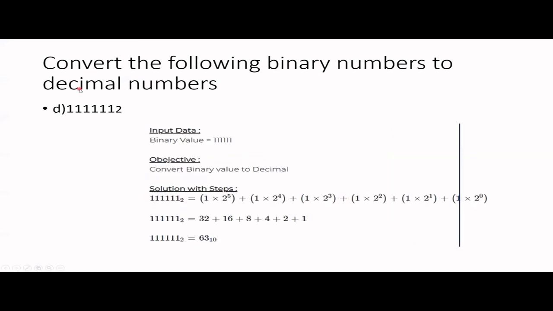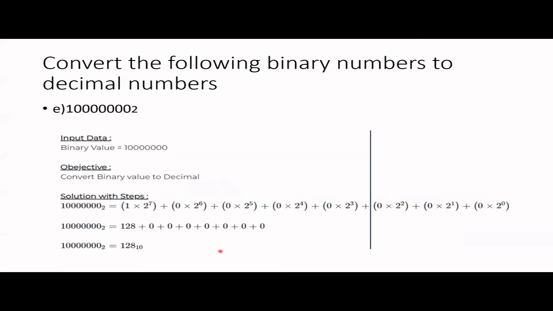Next one. Oh, all ones, right? 1, 1, 1, 1, 1, 1. So no zeros, no luck. So 2 to the power 0, 2 to the power 1, 2 to the power 2, 2 to the power 3, 2 to the power 4, 2 to the power 5, right? That means all the numbers are there. That means 1, 2, 4, 8, 16, 32. These are the place values of binary numbers, right? Then add all of them. It's 63.